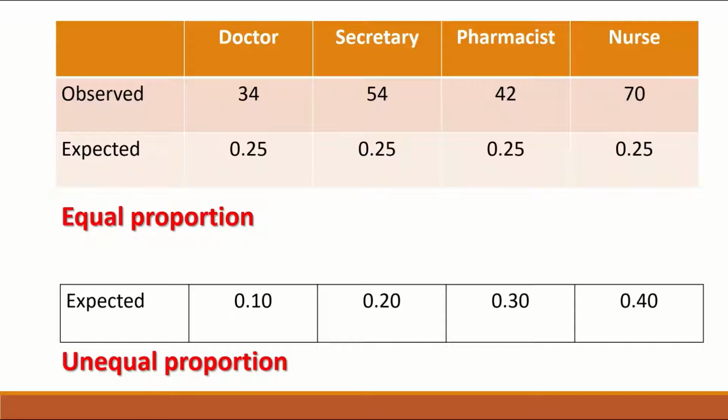So the chi-square goodness of fit test can be used to determine whether there are significant differences between observed frequencies and expected frequencies when there is equal proportion, or it can also be set at specific proportions, such as an unequal proportion, where the expected count can be set for the first level, doctors 10%, secretary 20%, pharmacist 30%, and nurses 40%.